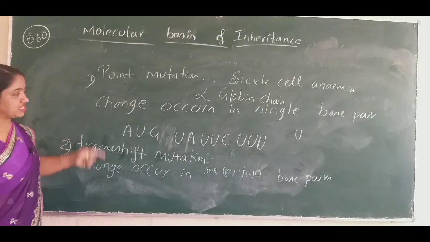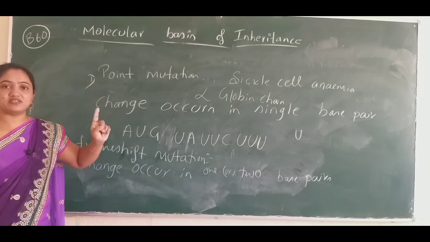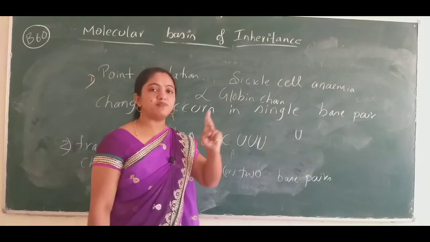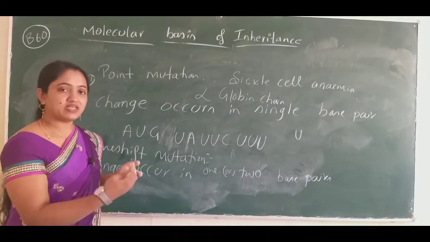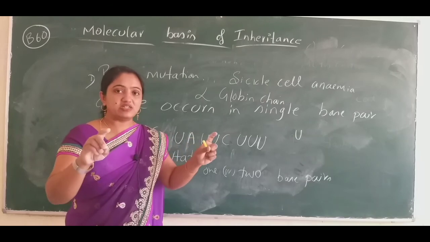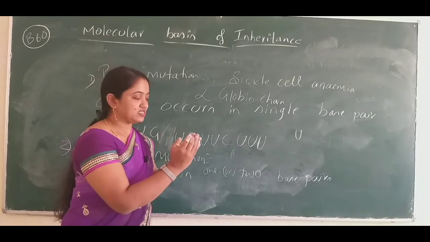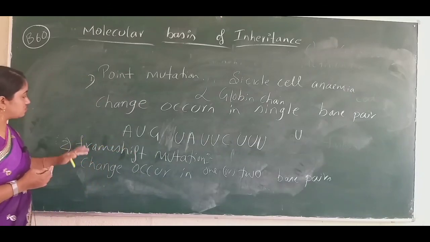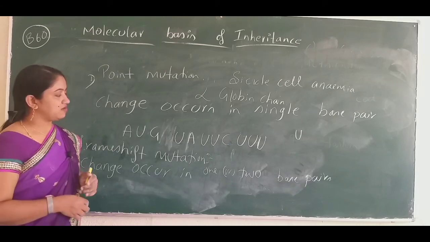So you can see the difference between these two. In point mutation, only one base pair is getting changed. In frame shift mutation, one or two base pairs are getting changed. Either another base pair is getting added in the gene, or two base pairs are getting deleted, or one is changing its place. So anything can occur. These mutations are known as point and frame shift mutation.